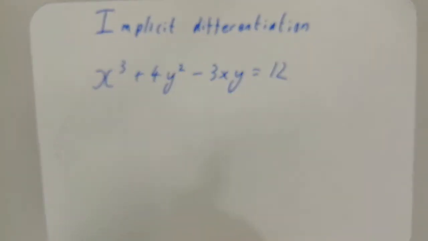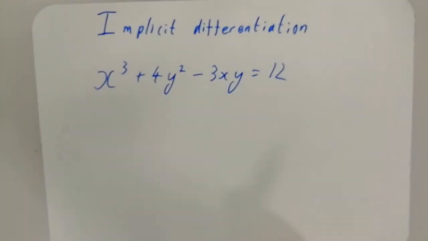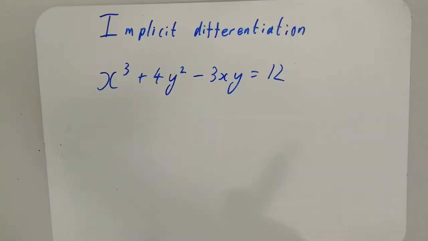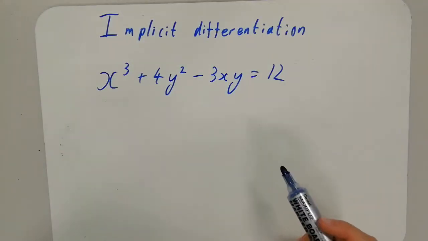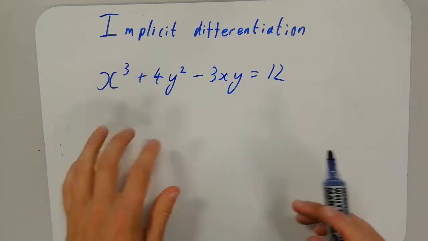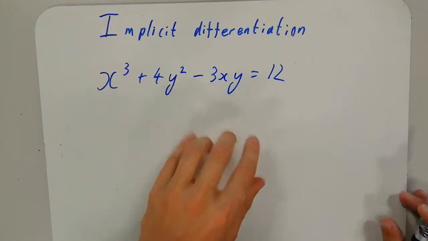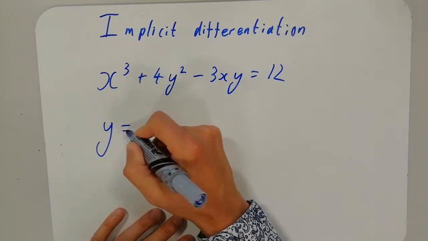We're going to have a look at implicit differentiation. This is where you have a curve which is defined with x's and y's that you can't separate. So usually we differentiate things that look like this.